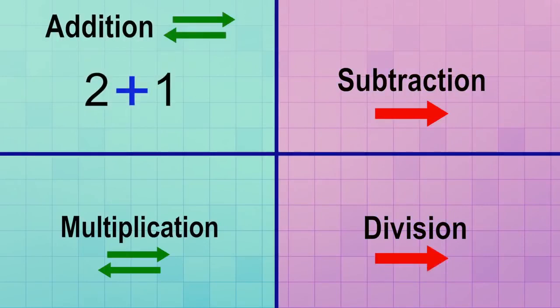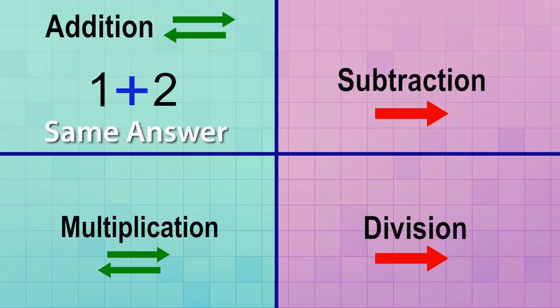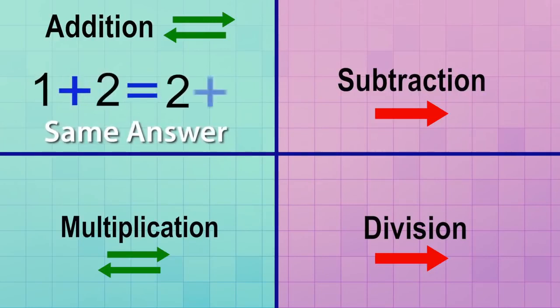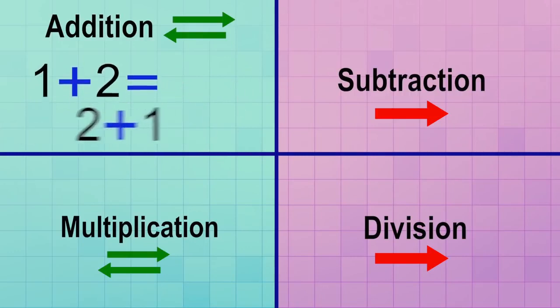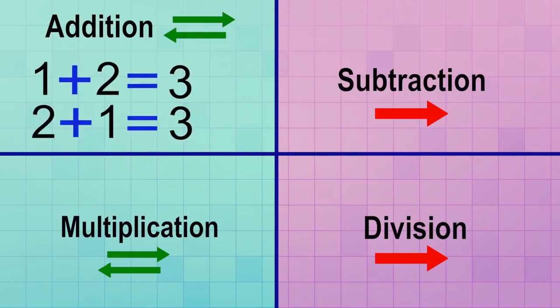With addition, you can switch the order of the numbers you're adding and you'll still get the same answer. 1 plus 2 is equal to 2 plus 1. No matter which number comes first, the answer will still be 3.